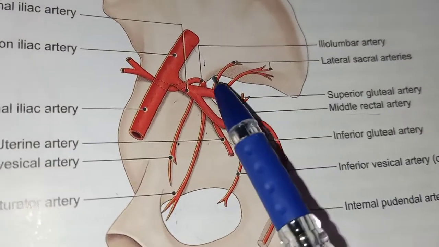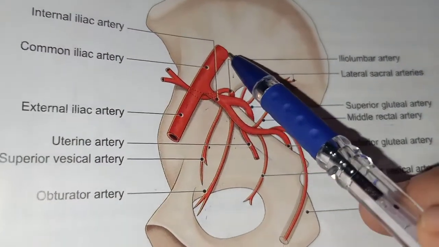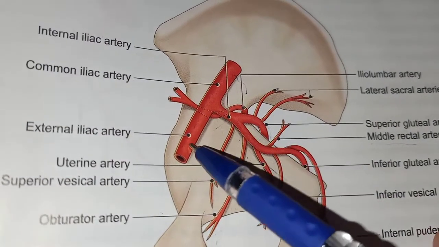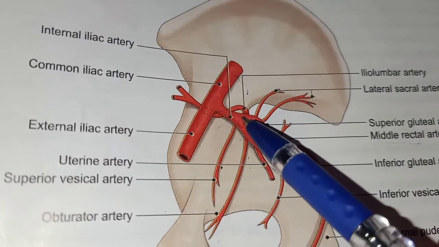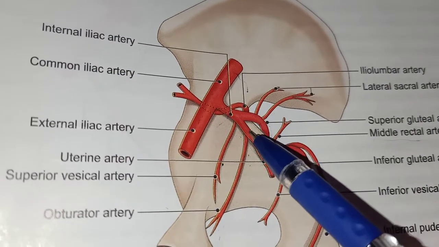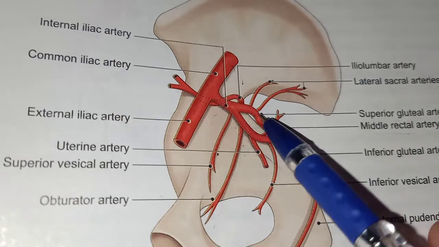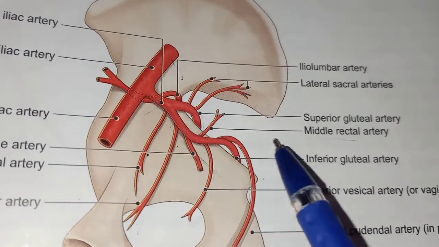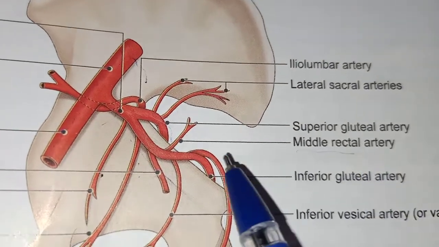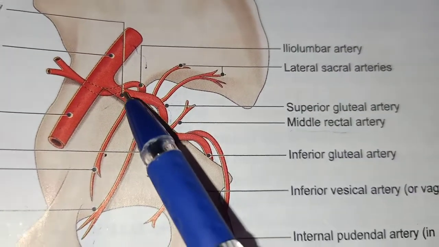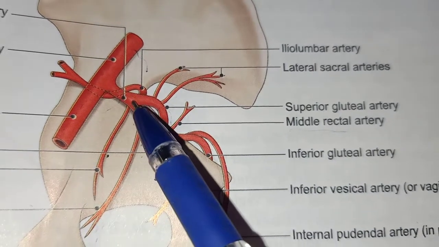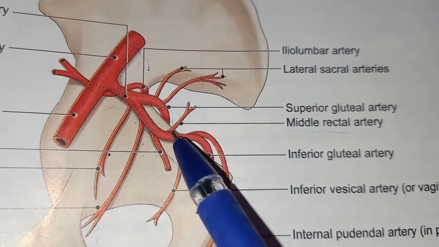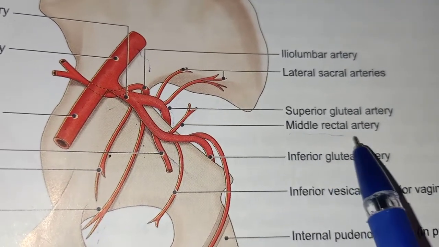You can see here, this is the common iliac. This is the external iliac, this is the internal iliac. So, it is dividing into the anterior trunk and the posterior trunk. From the anterior trunk, there is one branch arising, which is the middle rectal artery. Yes, you can see here very nicely. This is the internal iliac, this is the posterior trunk, this is the anterior trunk, and from the anterior trunk arises the middle rectal artery here.